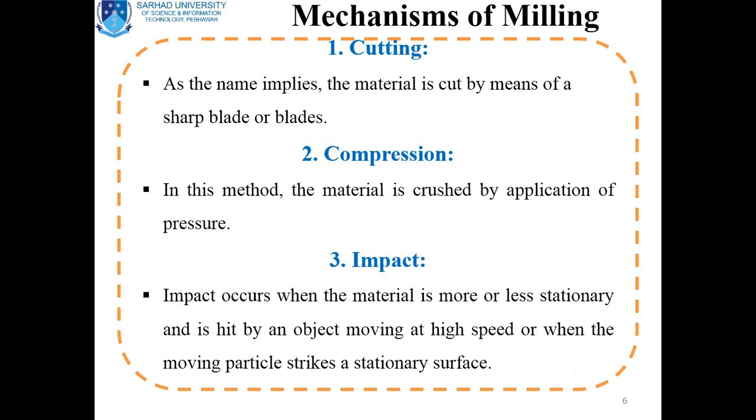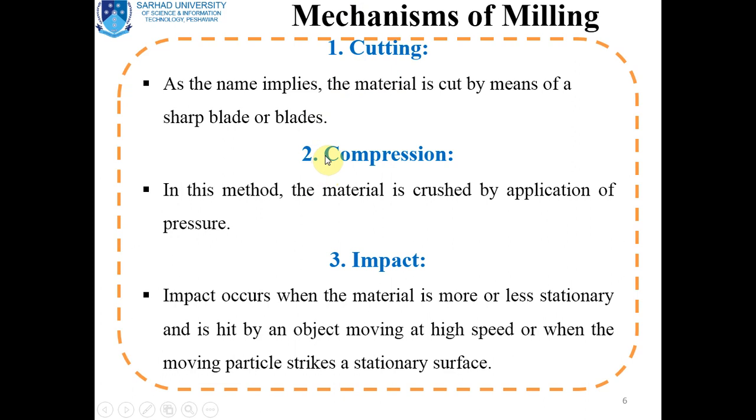Now we will explain these four mechanisms of milling one by one. Cutting, as the name implies, means that the material or feed which is subjected to particle size reduction is cut down by means of sharp blades. By means of one or more sharp blades, the particle size is reduced by the process of cutting.